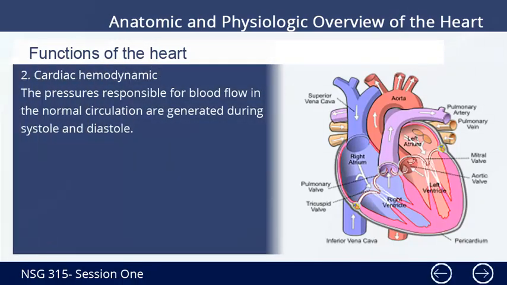Number 2, cardiac hemodynamics. An important determinant of blood flow in the cardiovascular system is the principle that fluids flow from a region of higher pressure to one of lower pressure. The pressures responsible for blood flow in the normal circulation are generated during systole and diastole.